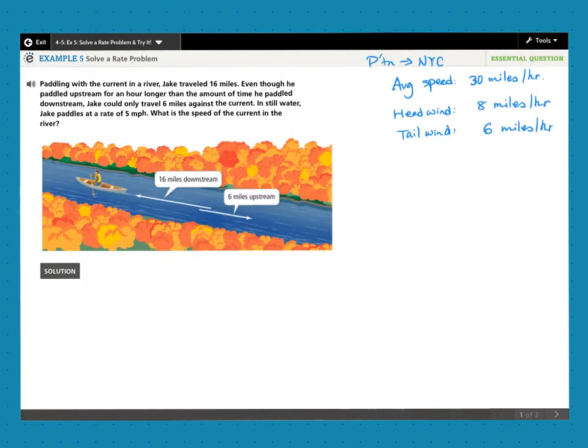Before we begin this problem, I want to do a quick review of some pre-algebra problems. Here's an example. Let's say I have to bike from Princeton to New York City and then come back, okay? On the way there, if I don't have any wind, my average speed is 30 miles per hour. And let's say the total distance in between is about 50 miles.